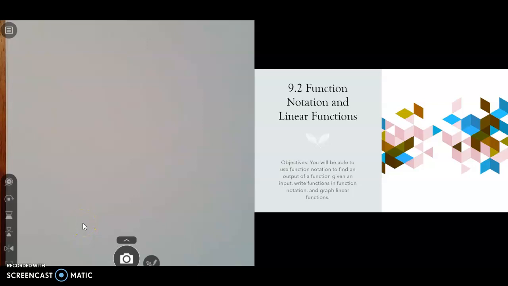Hi, welcome to section 9.2, function notation and linear functions. So hopefully by the end of this, you all will be able to use function notation to find an output of a function given an input. You'll be able to write functions in function notation, and you'll be able to graph linear functions.